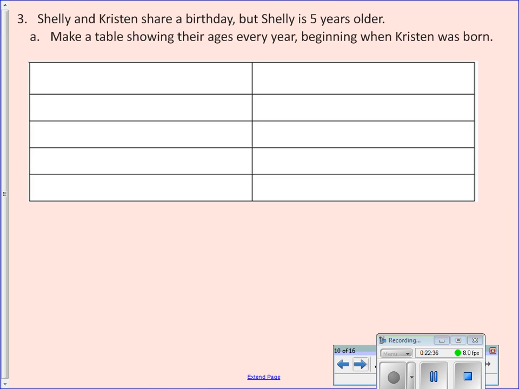I feel like I'm missing a page. Now next on yours, number 3. All right, so Shelly and Kristen share a birthday, but Shelly is 5 years older. Make a table showing their ages every year, beginning when Kristen was born. So our top row is going to be our heading. So we have Kristen, age, and remember you want to label your unit.